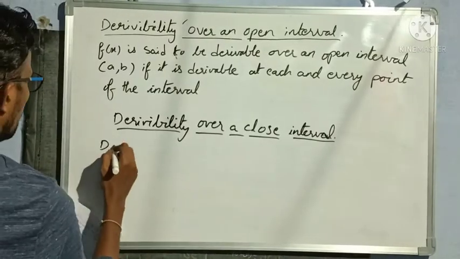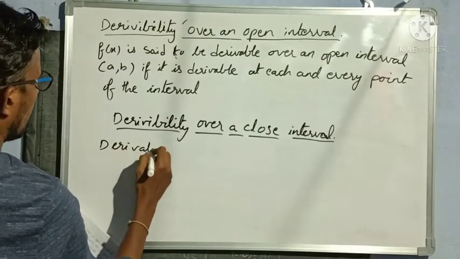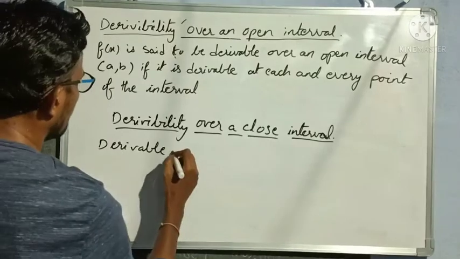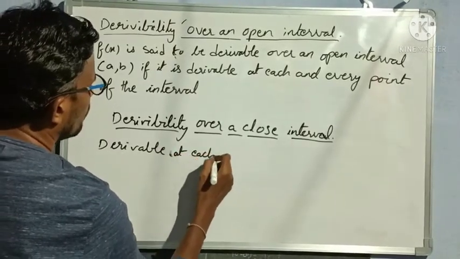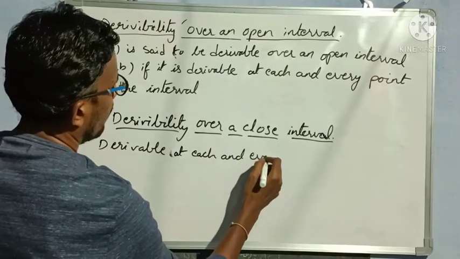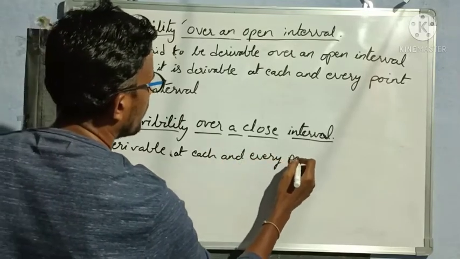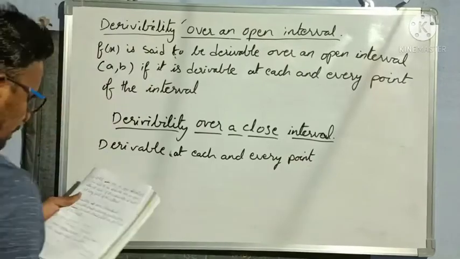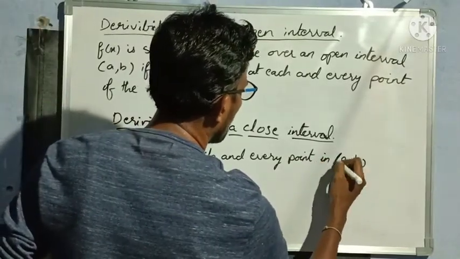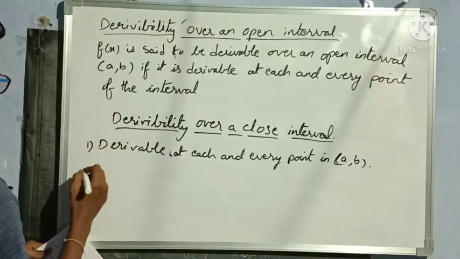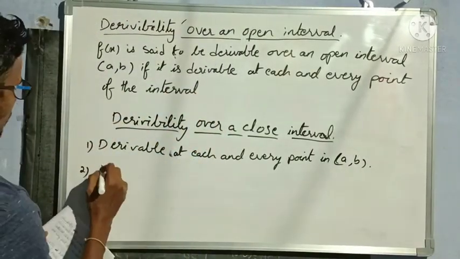So derivable at each and every point here also. This should be derivable at each and every point in this open interval (a, b), and one more point is there here: derivable at end points.